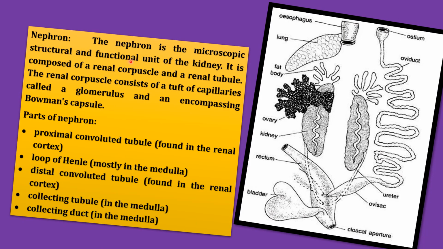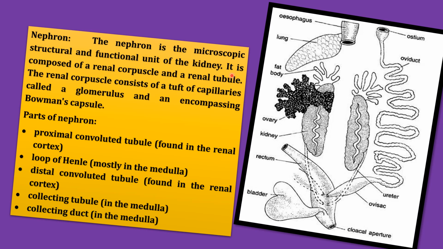Now, nephron. The nephron is the microscopic structural and functional unit of the kidney. This is a very important question. What is nephron? So please remember, the nephron is the microscopic structural and functional unit of the kidney. Microscopic means it is visible only under a microscope. It is composed of a renal corpuscle and a renal tubule.